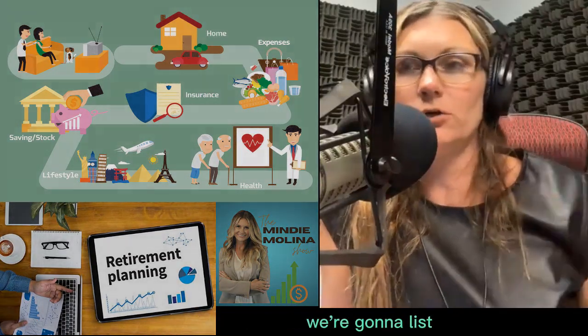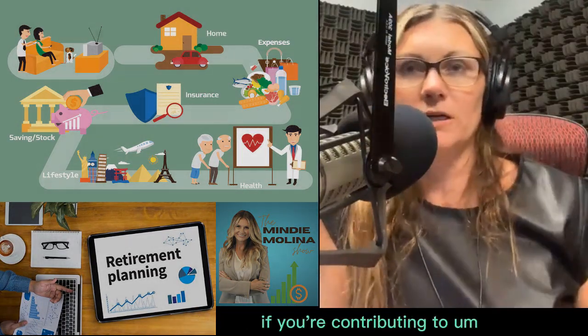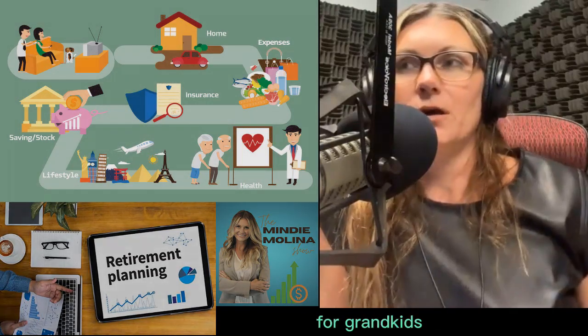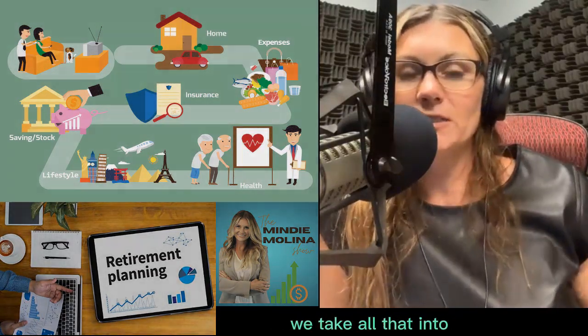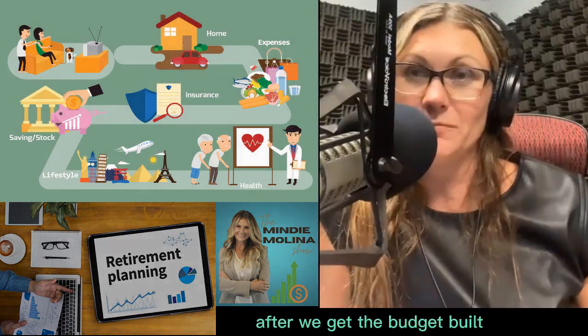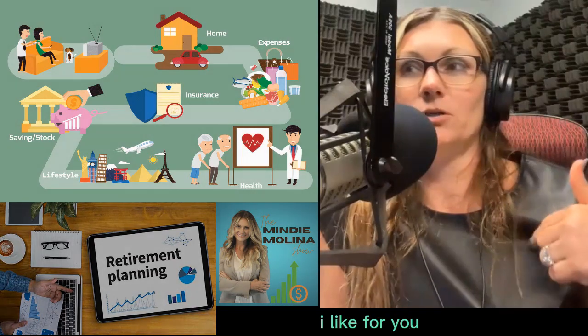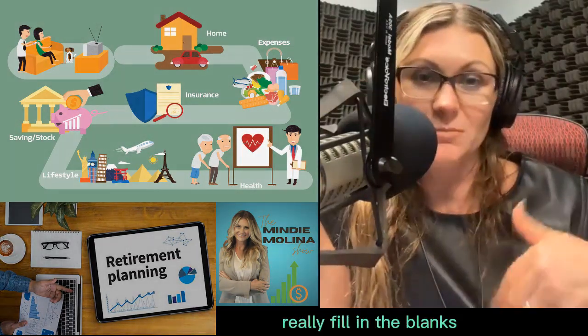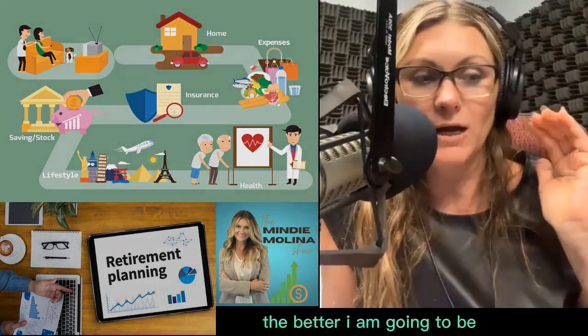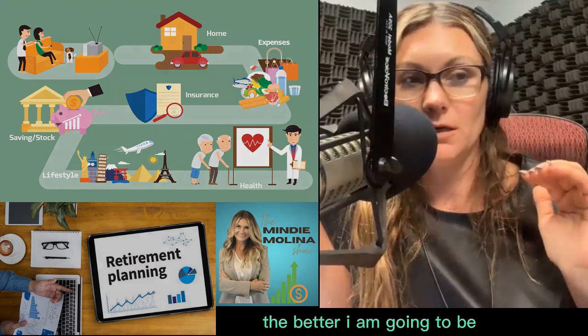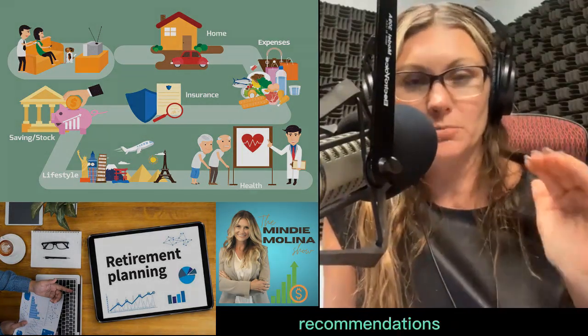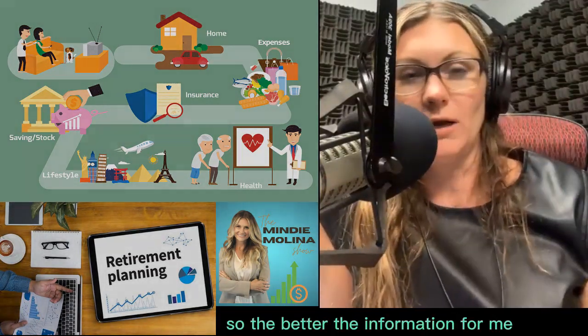If you have a car loan or a lease, any of that, we're going to list. If you're contributing to 529s for grandkids or something like that, we take all that into consideration. Do you have long-term care? After we get the budget built, I like for you to sit down and go through your bank statement and really fill in the blanks as accurately as possible. Because the more accurate it is, the better I am going to be at providing you recommendations.